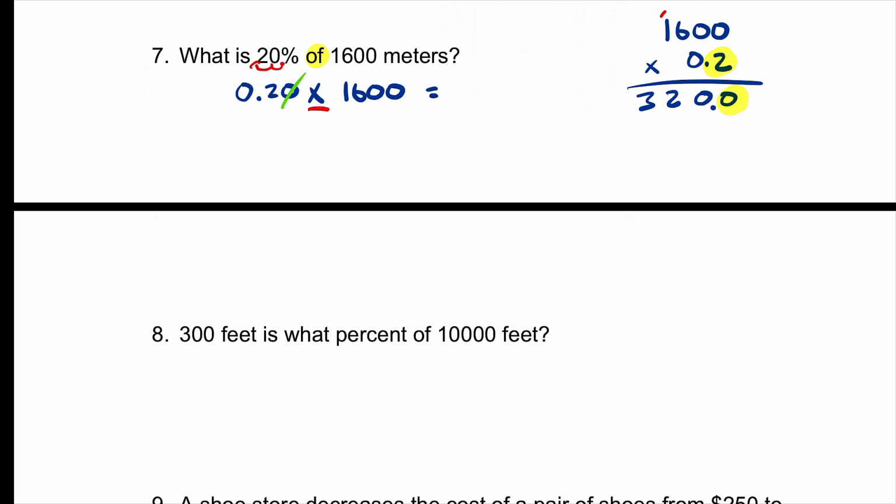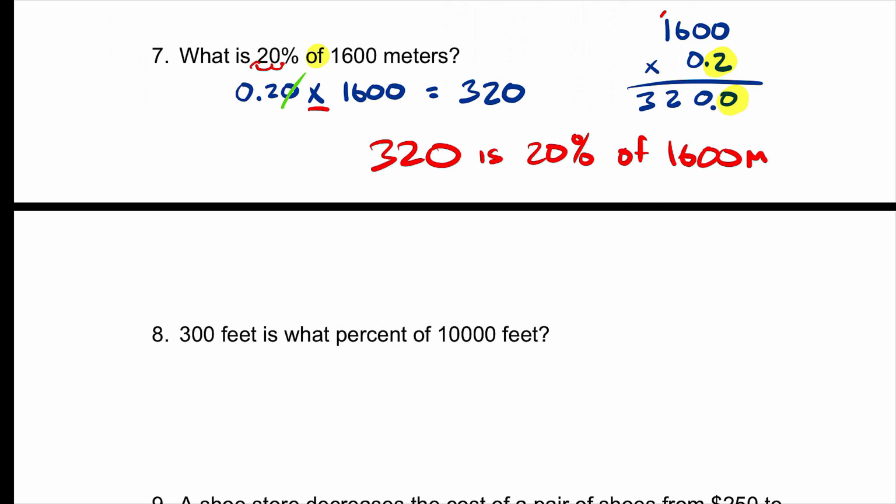So this equals 320. So 320 is 20% of 1,600 meters. So if we're talking about meters right here, then I also need to have meters in my final answer.